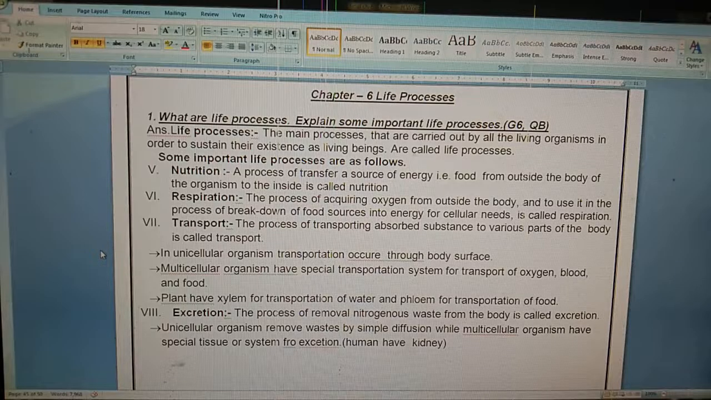Good morning, students. Today we are going to learn one more topic of chapter 6 of science, which is life processes. Let us take a quick recap of all the topics that we had completed. First, we have studied about the life processes. There are mainly 4 life processes: nutrition, respiration, transport and excretion.